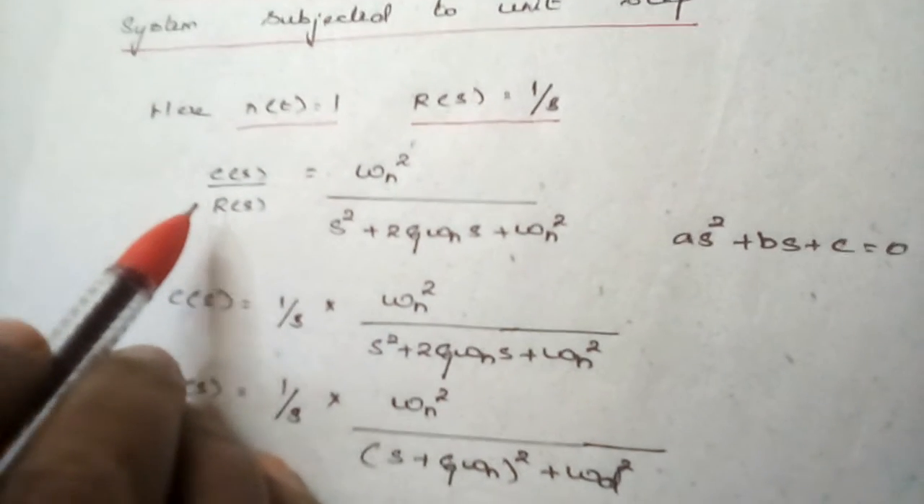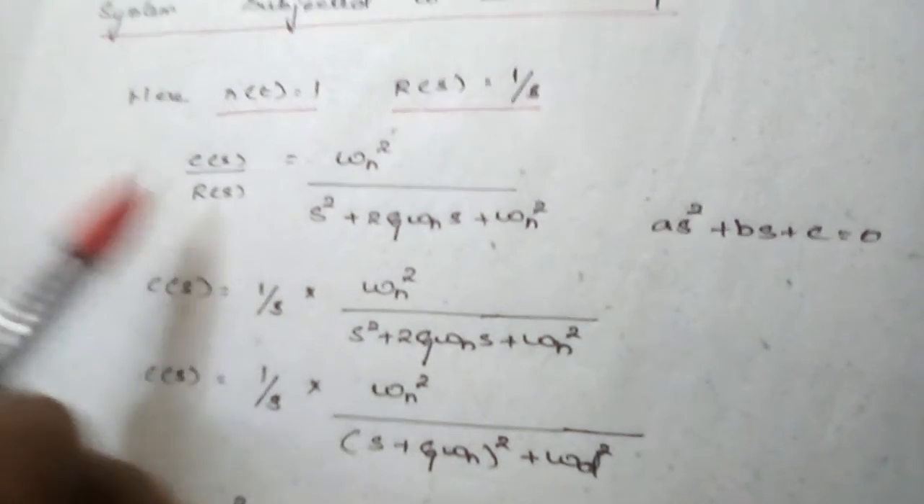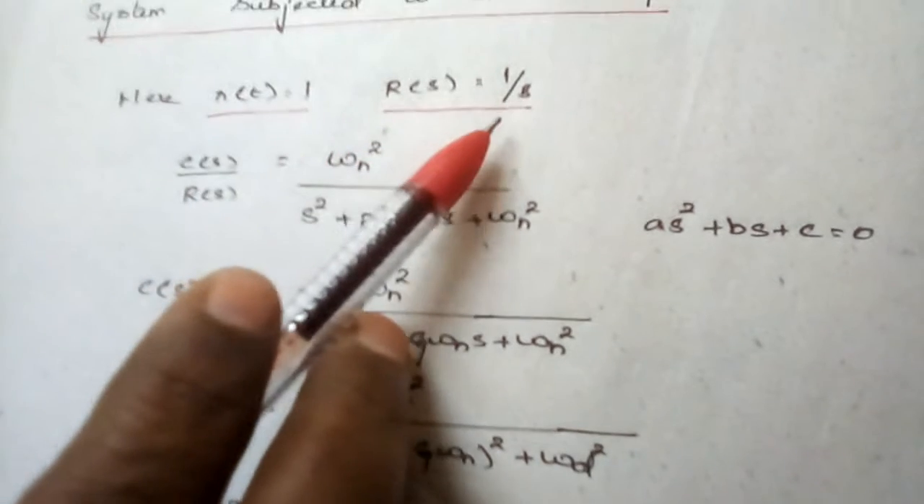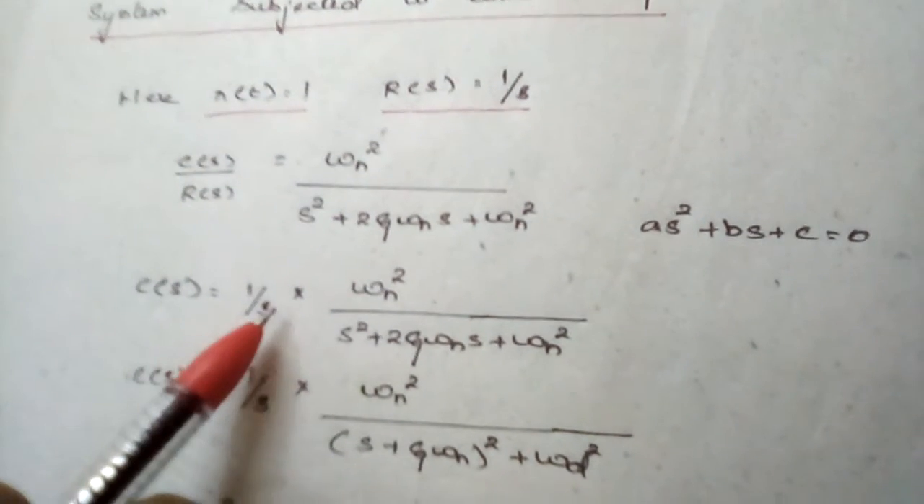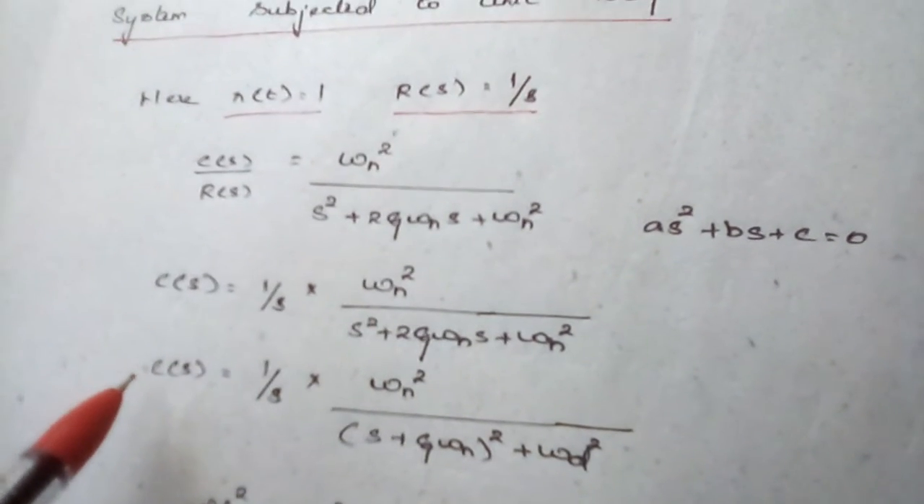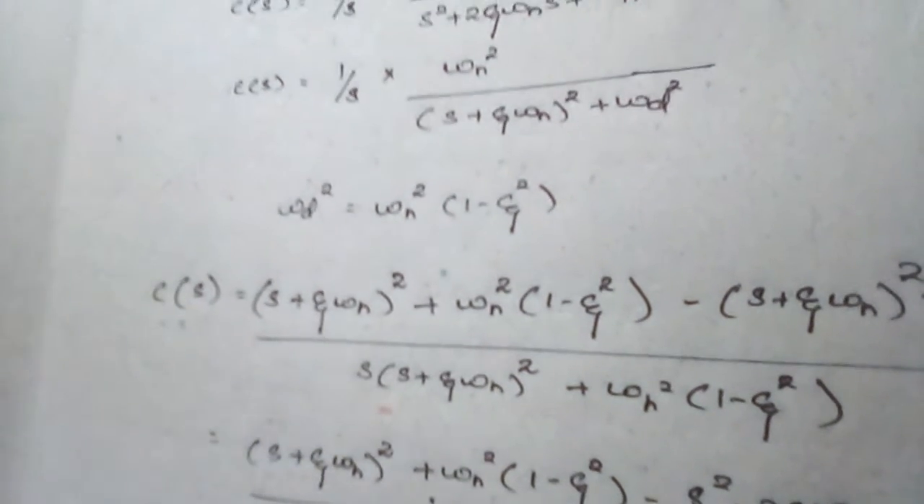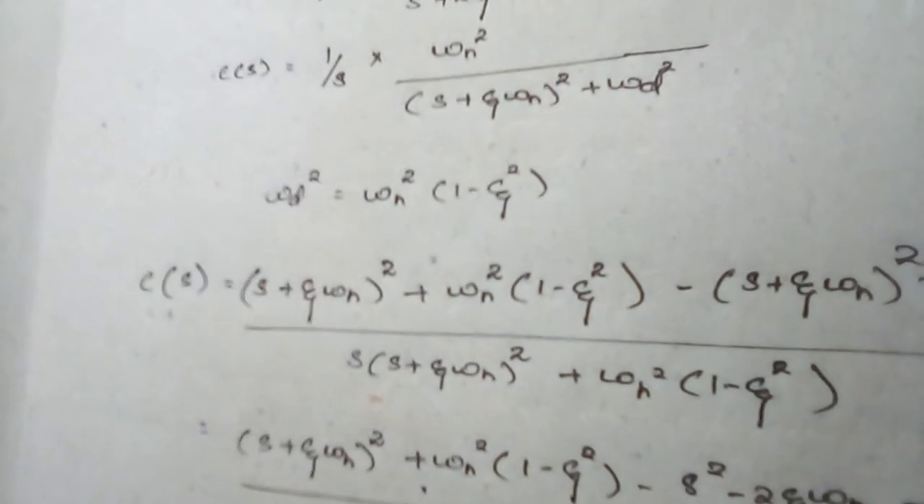As discussed earlier, this is the standard form of the second order system, and R(s) is equal to 1/s. I am cross multiplying R(s) with the standard form equation of the second order system and substituting R(s) as 1/s. I get C(s) equal to 1/s into omega n square by s plus zeta omega n square plus omega d square. This is already known from the first order system also. Here the only change is that we have the standard format of the second order system.